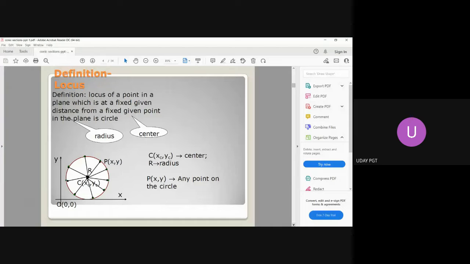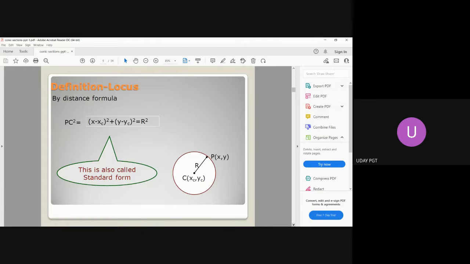So the definition is: the locus of a point in a given plane which is at a fixed distance from a fixed given point in the plane is called a circle. The fixed point is called the center, and the fixed distance is called the radius. In this figure, the point C is taken as (xc, yc), that is the center, and a point (x, y) is any point on the circle, and any point you take is going to have an equal distance from C.